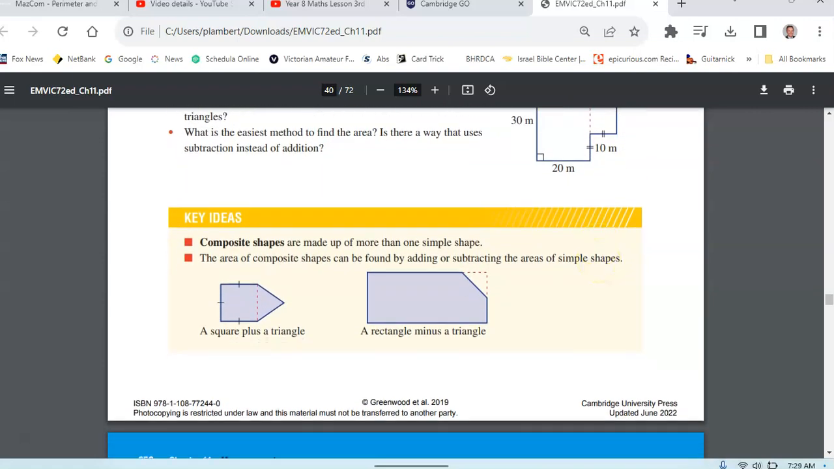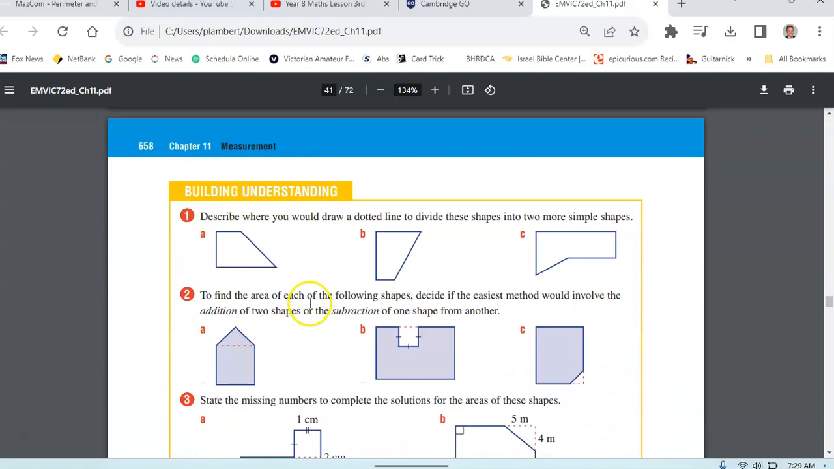Notes for the summary book, of course: composite shapes are made up of more than one simple shape. This one here, you've got a square plus a triangle, so you would calculate the area of that plus the area of that. This one, you've got a full rectangle minus a small right angle triangle, so you would work out the area of the rectangle and then subtract the area of the triangle. This, you calculate the area of this and add it to the area of this one here.